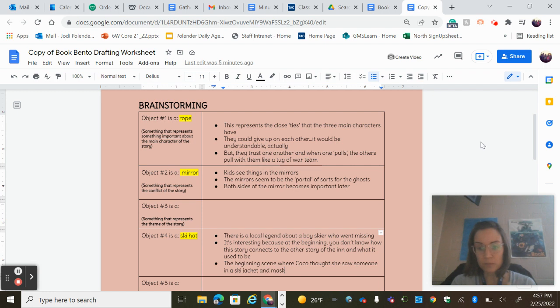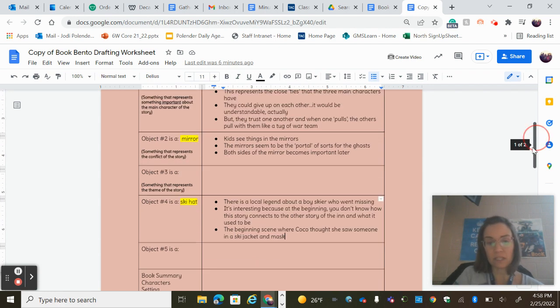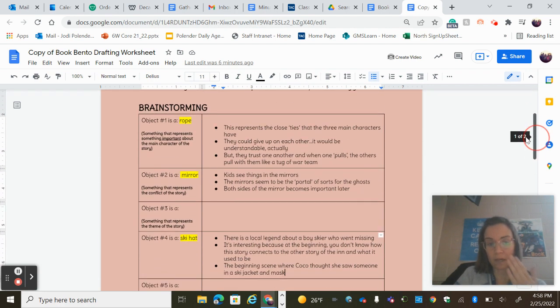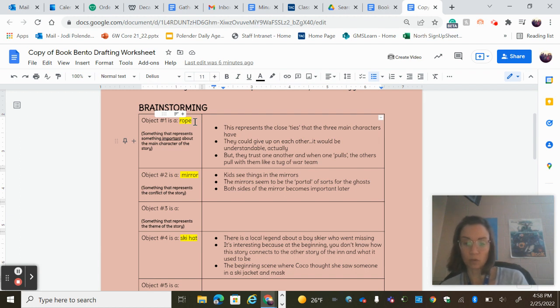All right, so I hope this helps you. Remember, this is brainstorming, but get as many thoughts down as you can. It may be that I don't use some of this. And even as I'm reading, I will probably go back and add to this if I think of something else. There are probably other ways that a rope can represent these three characters and their relationships to one another. So if I think of that as I'm going, I'll do that. So please be kind to your future self and start doing this as you read your book.